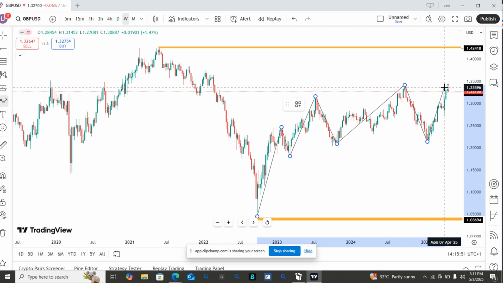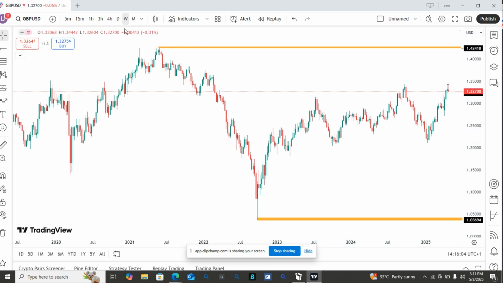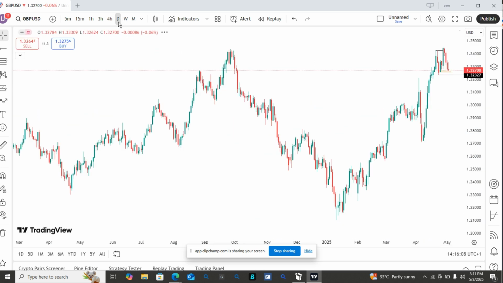And at the same time we are at weekly resistance level. You can see in the past 2 weeks the price action is rejecting and rejecting. So let's go down to daily time frame to see what the price action is telling us. All right, so on a daily time frame, let's read the chart together.